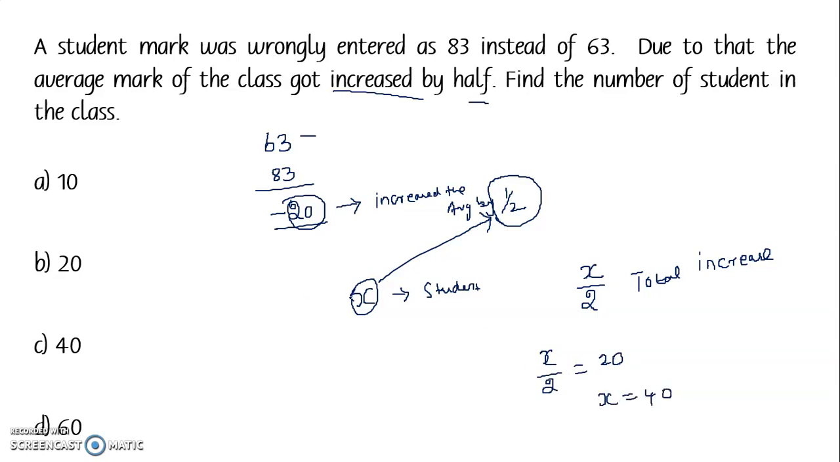So according to us, what is the x? x is the number of students. So the answer here will be 40. Okay. So now what did we do?